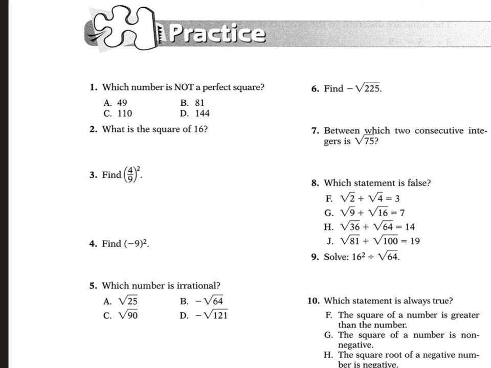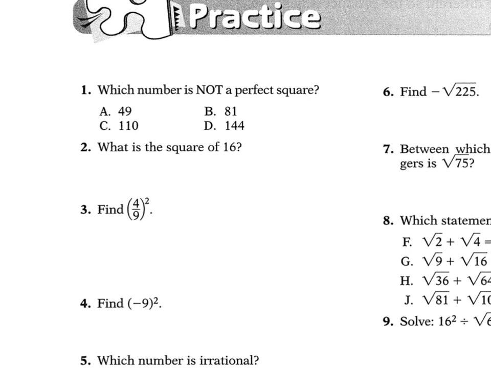For the next practice, it says which number is not a perfect square for number 1. 49 is, 81 is, C, however, is not. You cannot take the square root of 110. 2 says what is the square of 16? That's 16 times 16. Be careful with these. The square root would be what times itself is 16. This is just asking you to square 16, so that would be 256.